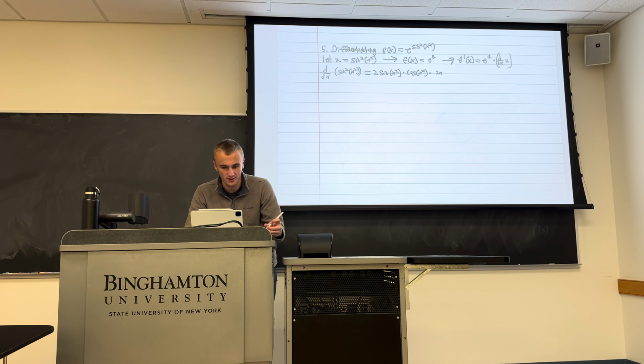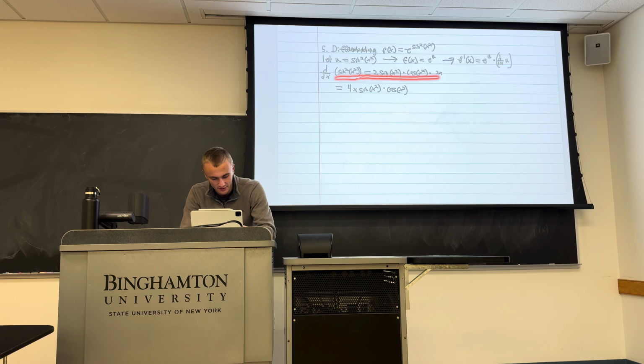So we have that big long term, and now we're going to combine this all together, which we can rewrite as 4x sine of x squared times cos of x squared. And now we'll just put this all together. Remember, f prime of x equals e to the u times d dx of u. We found d dx of u right here. So d dx of u is this value right there.